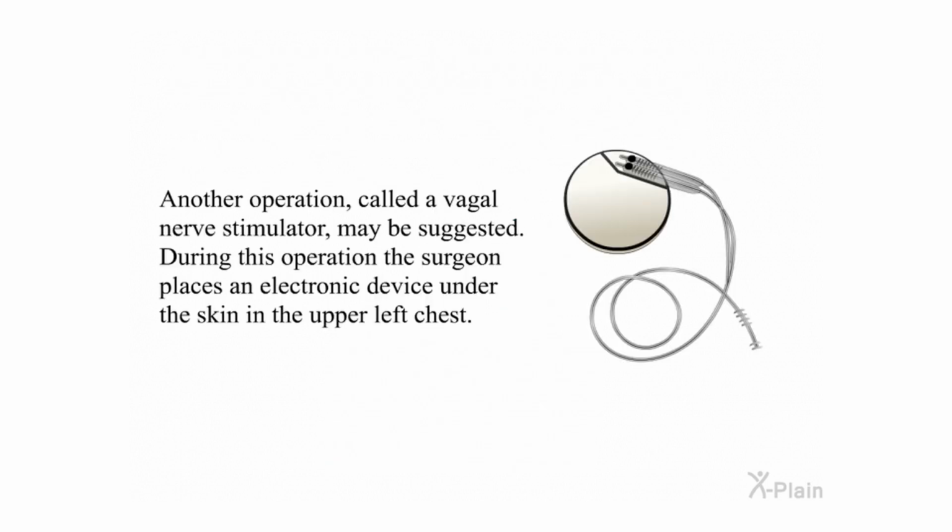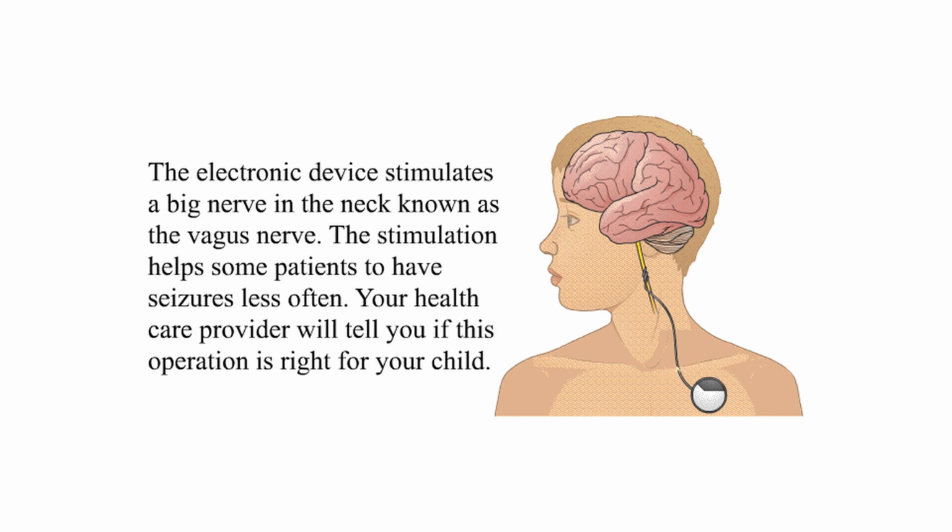Another operation, called a vagal nerve stimulator, may be suggested. During this operation, the surgeon places an electronic device under the skin in the upper left chest. The electronic device stimulates a big nerve in the neck known as the vagus nerve. The stimulation helps some patients to have seizures less often. Your healthcare provider will tell you if this operation is right for your child.